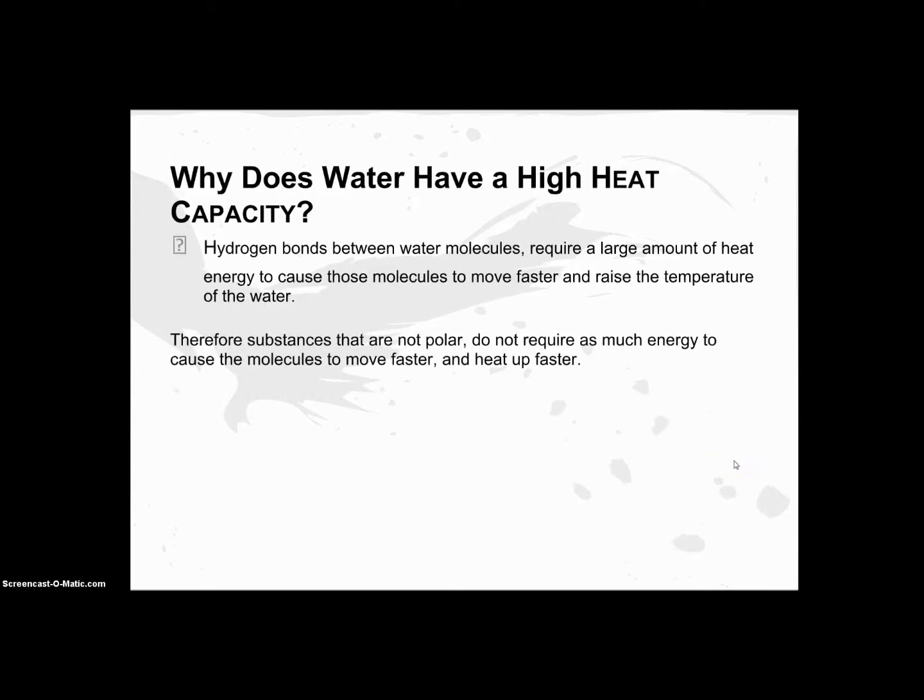Now, why does this happen? This has to do with the hydrogen bonds that occur between the water molecules. We need to add extra energy to break those bonds to allow the molecules to move faster and faster, which raises the temperature of the water. Therefore, any substance that's not polar will not require as much energy and should heat up faster.